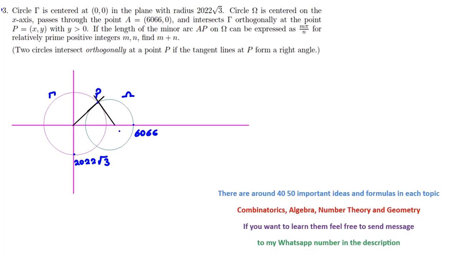Now let's call the center of omega O1, with radius R. OP is 2022 root 3. Now, by using the Pythagorean theorem, you can calculate R. Try this one first on your own.